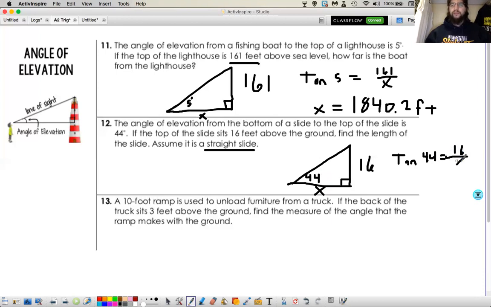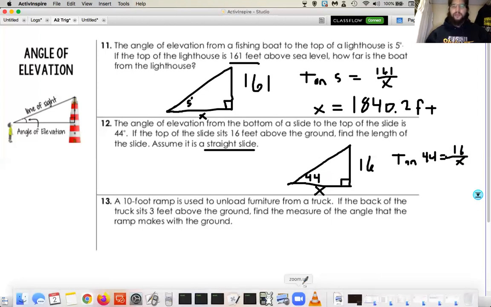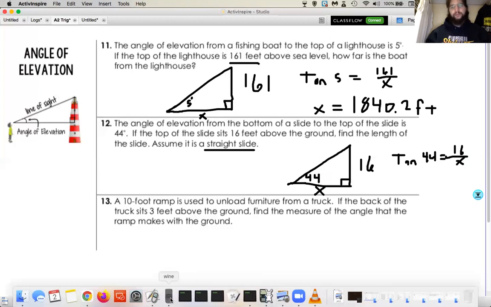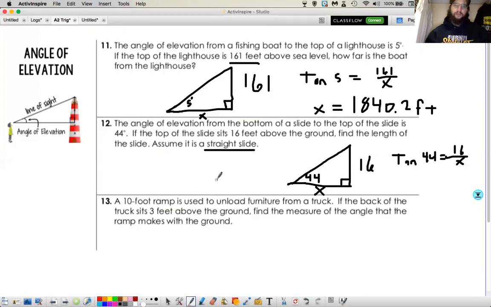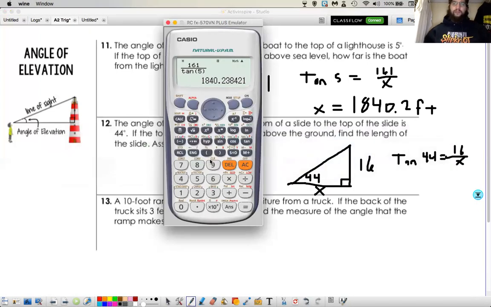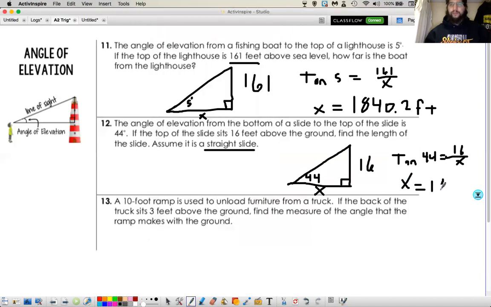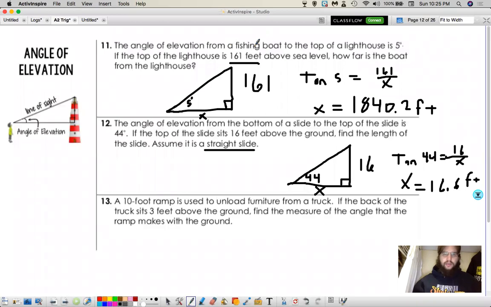Will x always be on the bottom? No. Do we always use tangent? No. You've got to read the problem, people. So x would be 16 over tangent of 44, and we get 16.6. Again, that is feet.